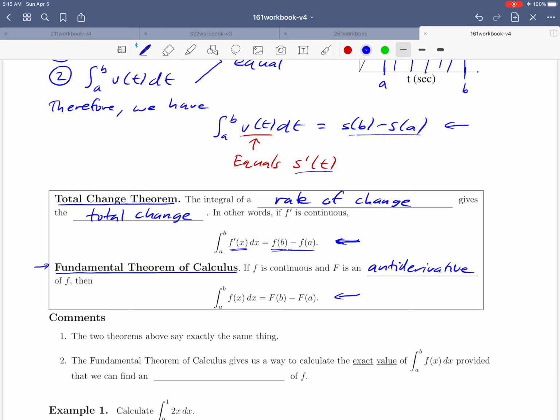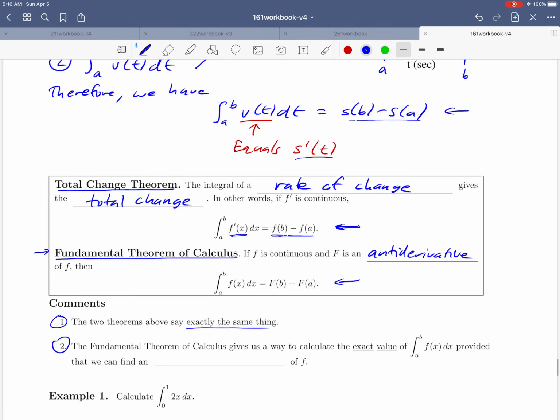A couple of comments here. First thing, these two theorems, the total change theorem and the fundamental theorem of calculus, really say exactly the same thing. They just use the language in a slightly different way. And secondly, the fundamental theorem of calculus is a very powerful tool because it gives us a way to find the exact value of an integral, provided that we can find an antiderivative of the function that we're integrating. The rest of this section we will explore some examples that illustrate the use of the fundamental theorem of calculus.